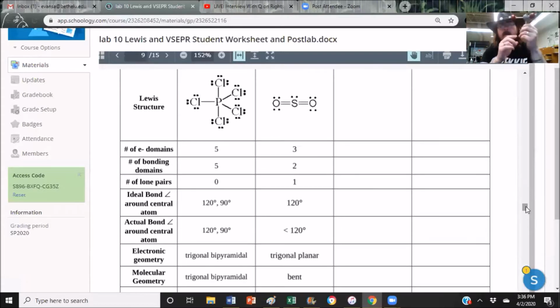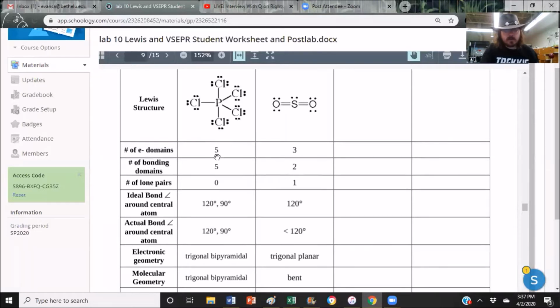It breaks it down. Electron domains is just things coming off of the atom. Bonding domains are how many of those things are bonds. Lone pairs is how many things are lone pairs. The sum of the bonding domains and lone pairs will always add up to the number of electron domains. So blank 2 right here should always equal blank 3 plus 4.